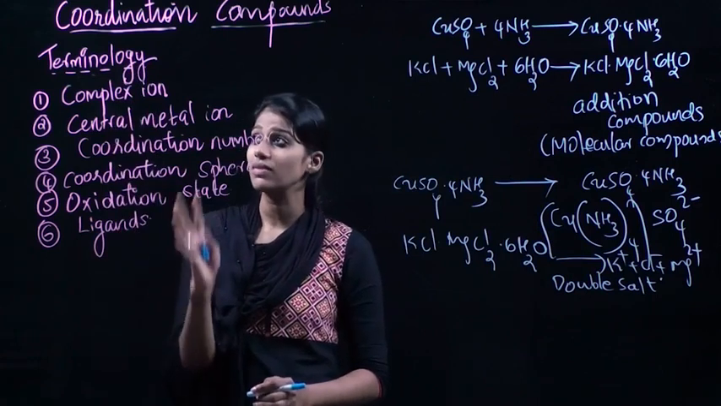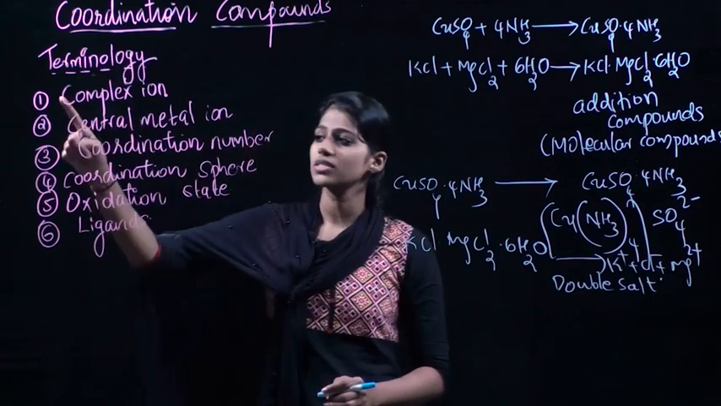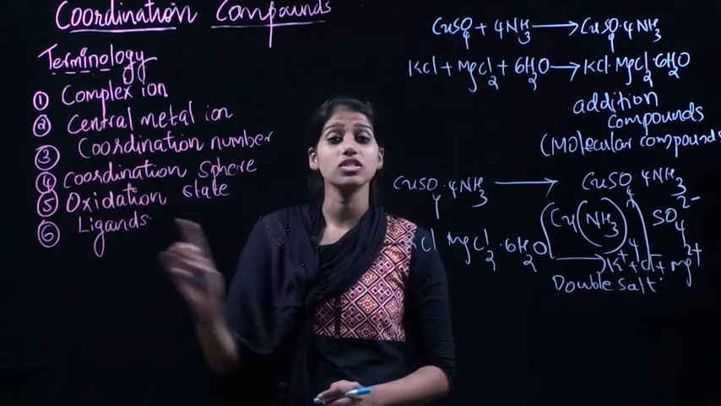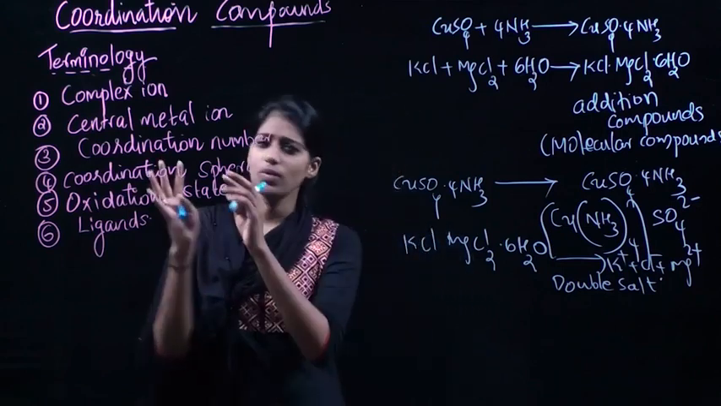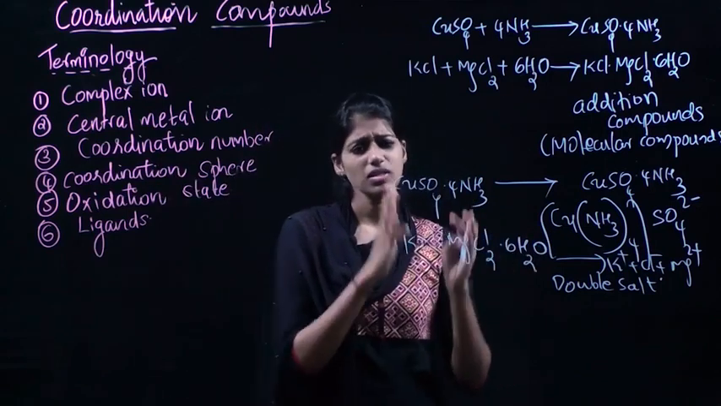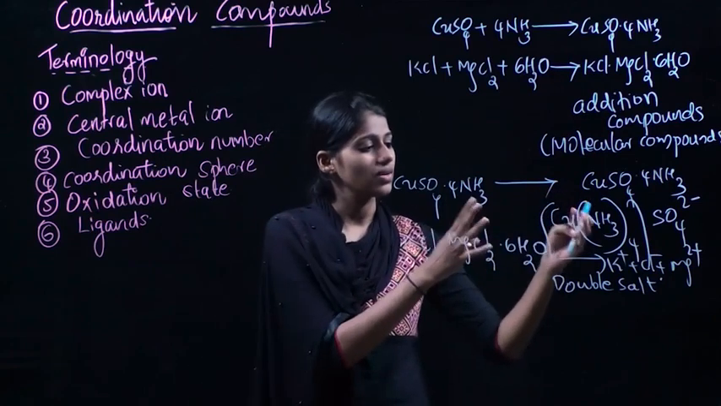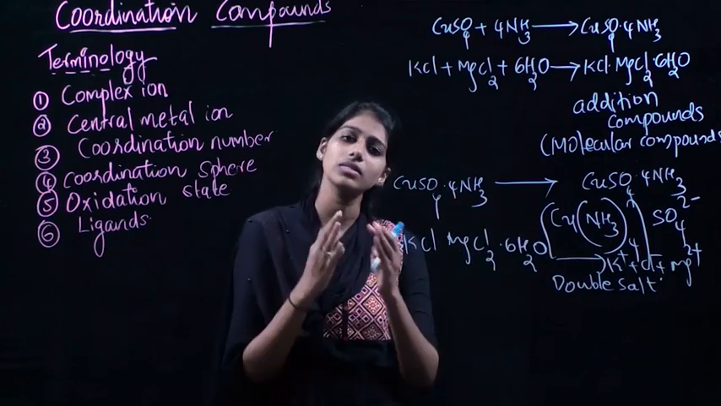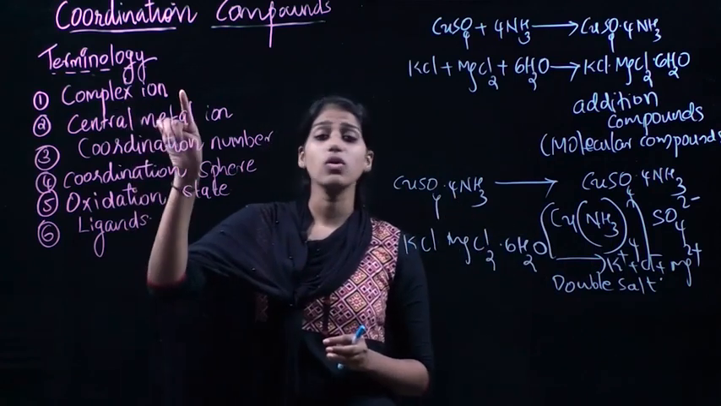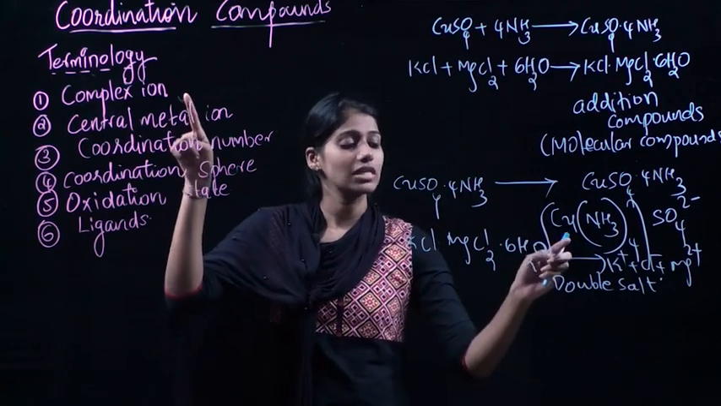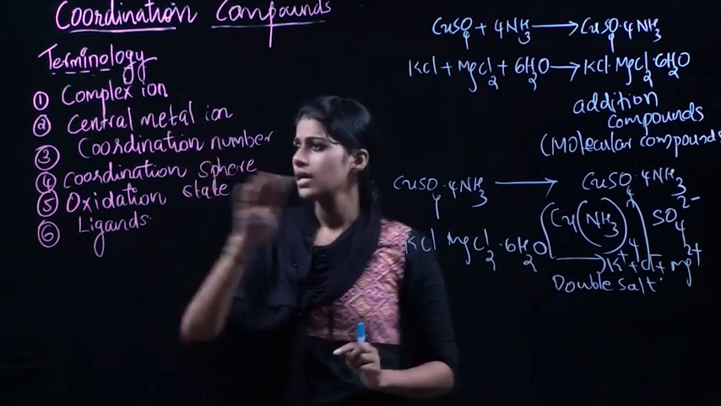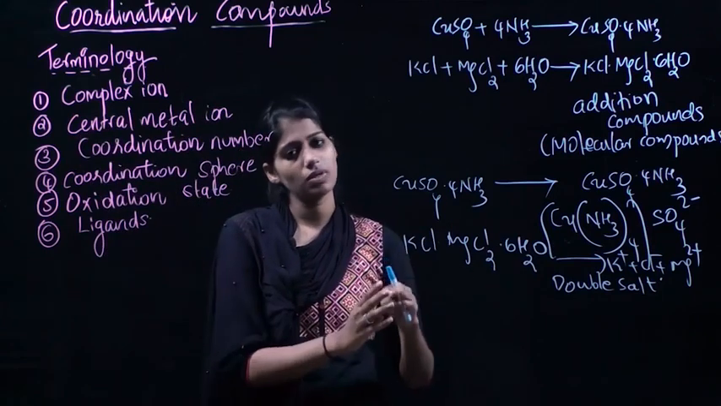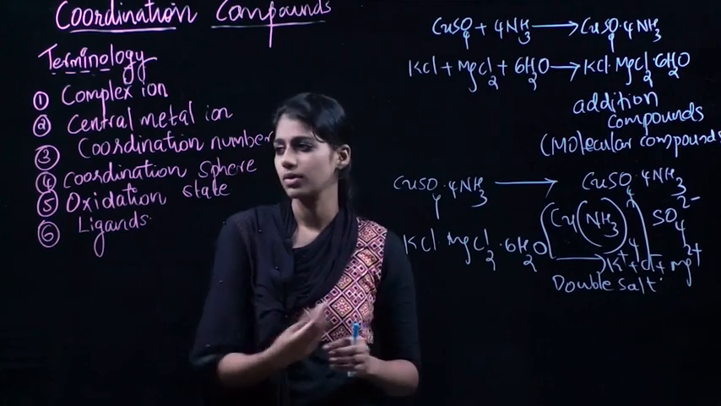The basic terminology involved in coordination complexes are the complex ion, central metal ion, coordination number, coordination sphere, oxidation state and the ligands. Whenever you consider a complex ion, you have a set associated with the ligands as well as a metal ion. Basically the metal ion is a d block element. So a complex ion is formed by the aggregation of a central metal ion along with its ligands. The central metal ion may be a d block element, most probably it will be. A p block element is also possible.